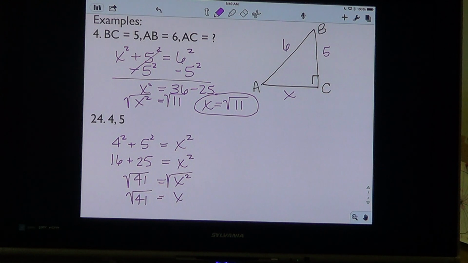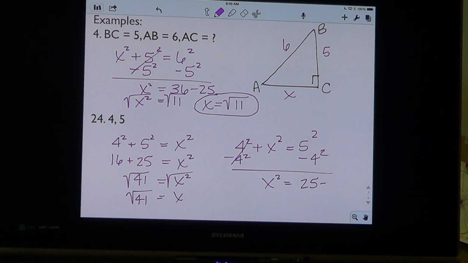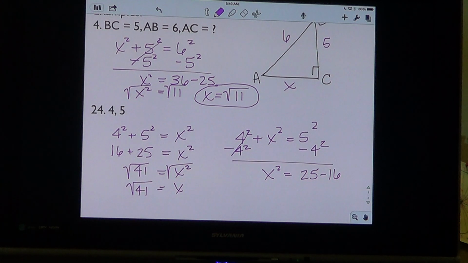And what would be the other possibility, Sarah? 4 squared plus x squared equals 5 squared. Good. And so we would subtract 4 squared on both sides. So x squared equals 25 minus 16, which is 9. So x will equal 3.